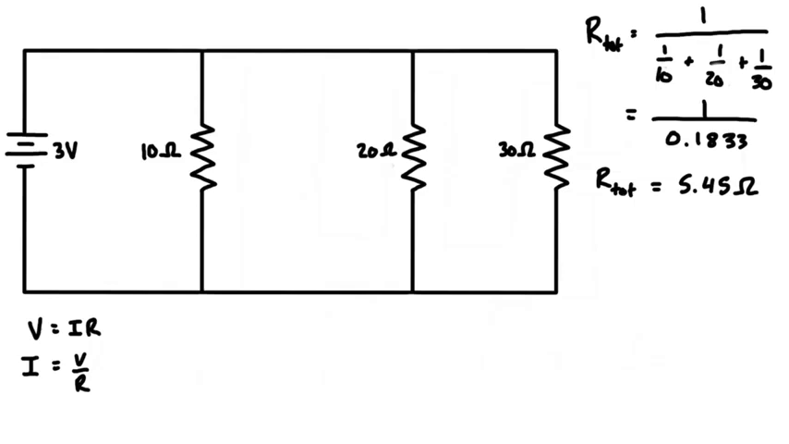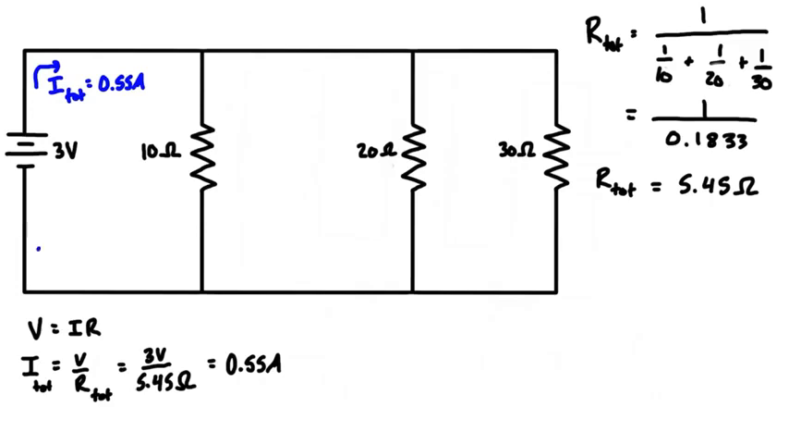In this case, we're looking at I total and R total. Now the voltage drop from this side to this side is going to be 3 volts. So we can put that in as 3 volts over 5.45 ohms, and that gives us a value of our total current of 0.55 amps. So that is the amount of current that's flowing out of the voltage source. Right here we can label it as I tot is equal to 0.55 amps, and that's the same amount that's coming in here.